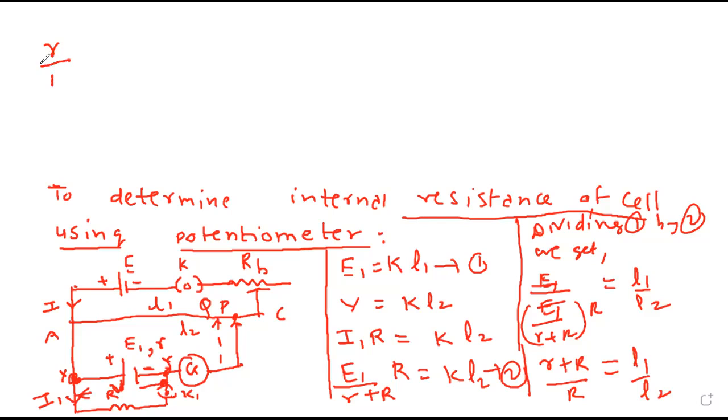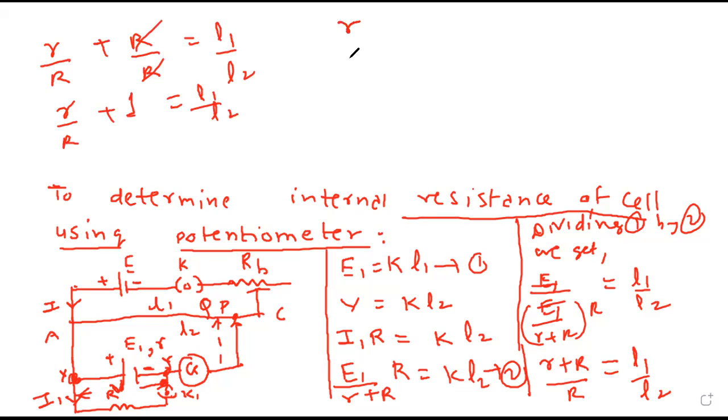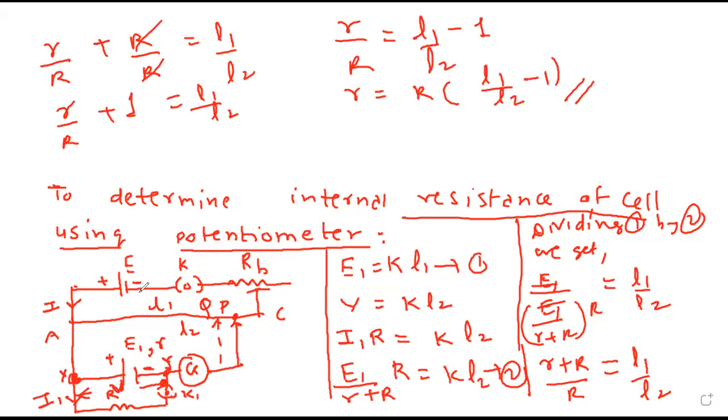So R plus r upon R is L1 upon L2. This will get cancelled. So r by R plus 1 is L1 upon L2. So r by R is L1 upon L2 minus 1. That means small r is capital R into (L1 upon L2 minus 1). So using this formula, we can determine internal resistance of the cell.